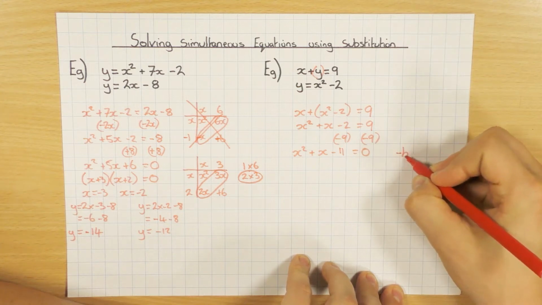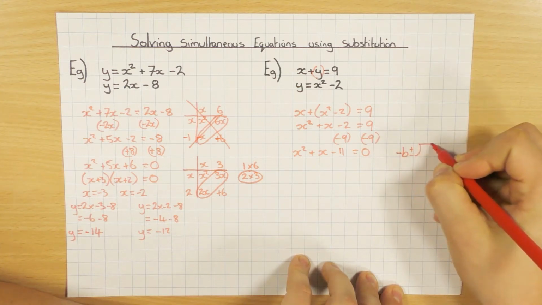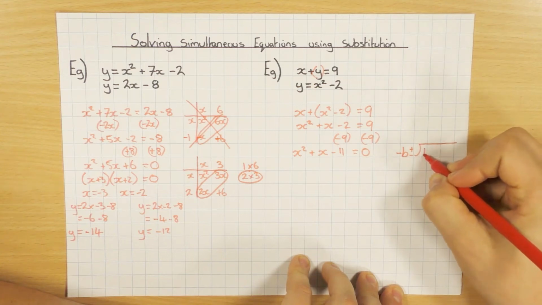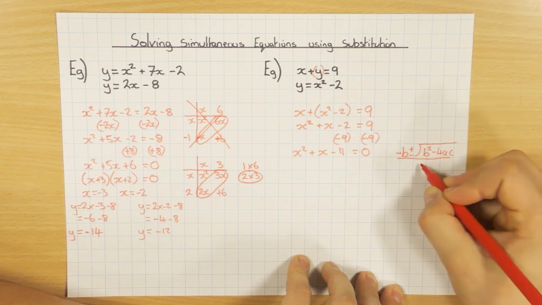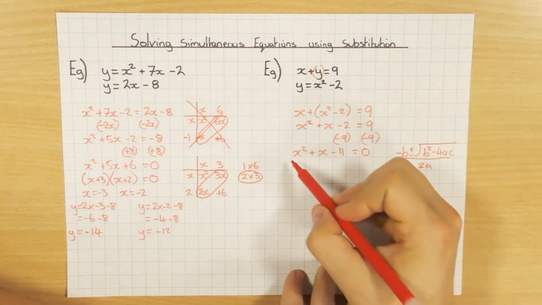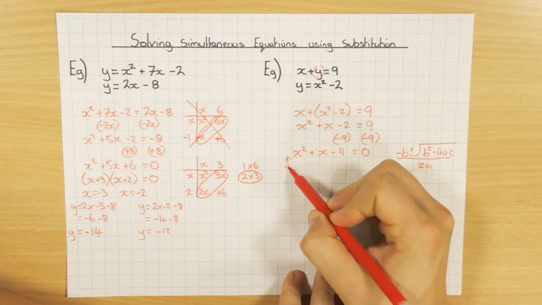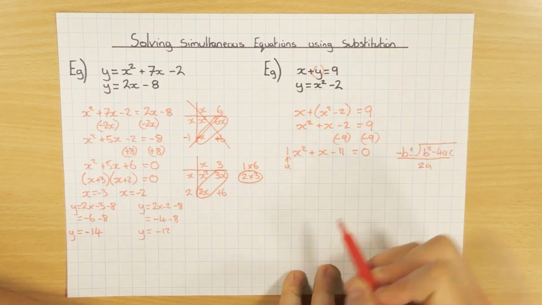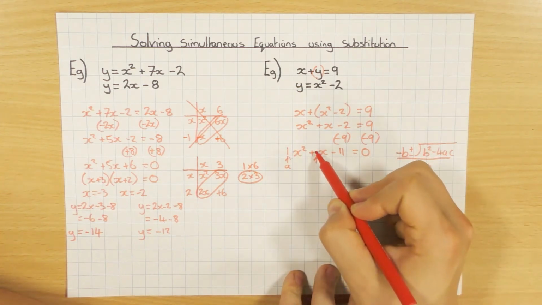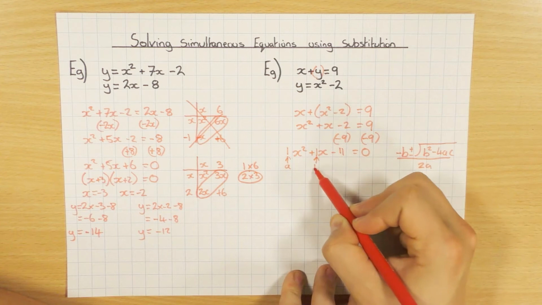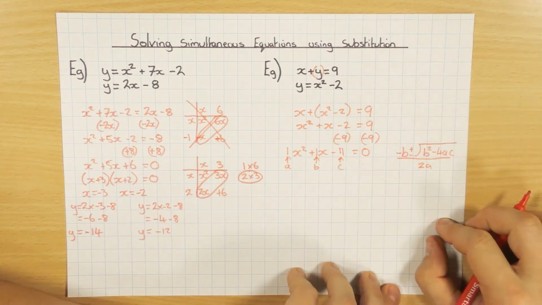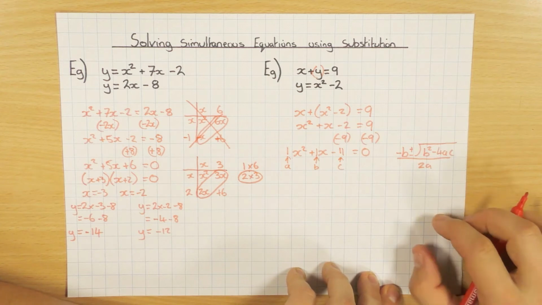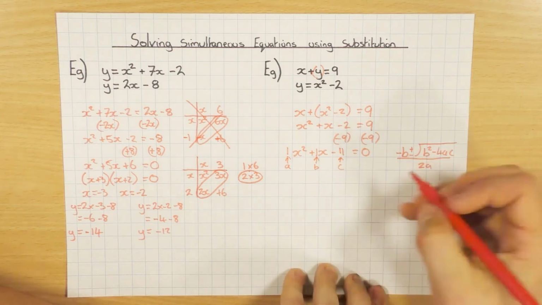But the formula is minus b plus or minus the square root of b squared minus 4ac, all divided by 2a. And a is what's in front of the x squared. In this case, it would be 1. B is what's in front of the x, and again, in this case, it would be 1. And c is the number at the very end, which will be minus 11. And all I'm going to do is substitute that in.